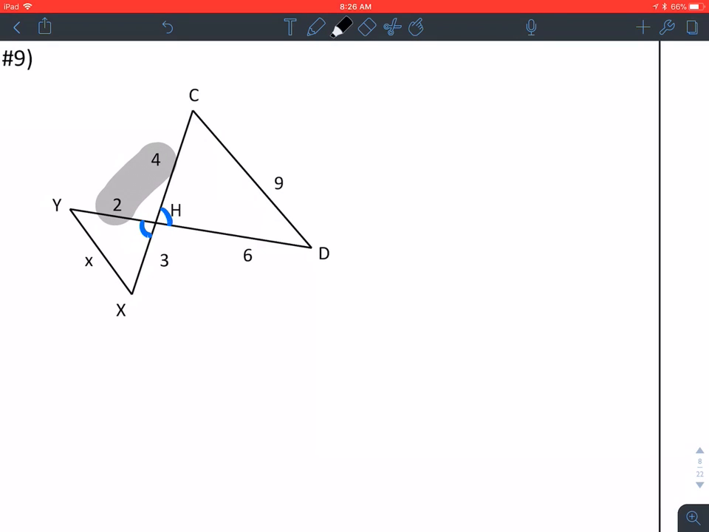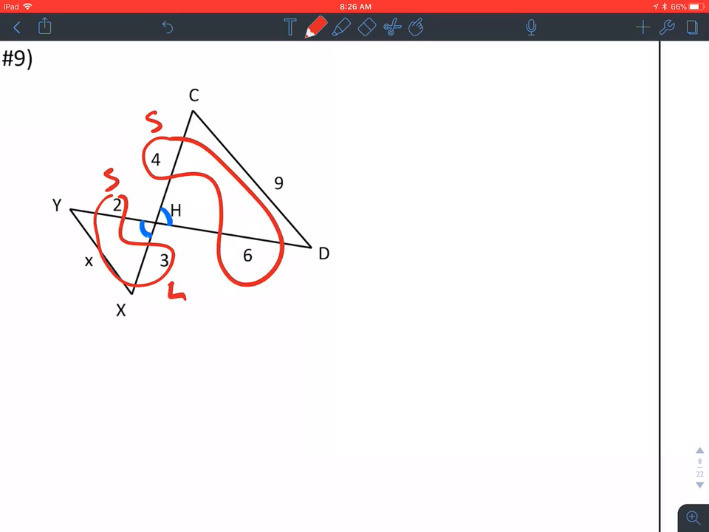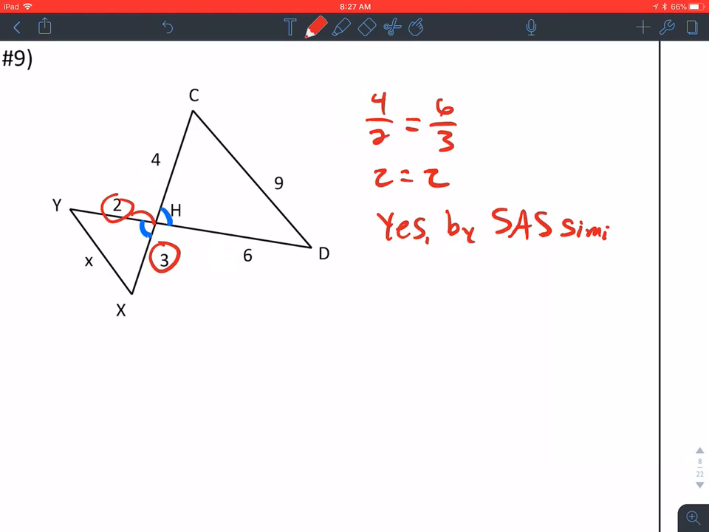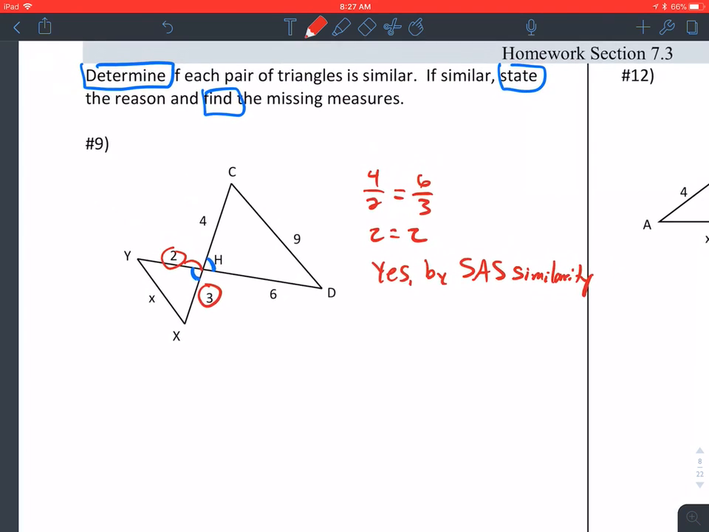So I have to compare 2 and 4 and 3 and 6. I could also compare 2 and 6 and 3 and 4, but that makes less sense. Here's why. Comparing 2 and 3, 2 is smaller, 3 is larger. Comparing 4 and 6, 4 is smaller, 6 is larger. When I compare these, I want to compare the small numbers together and the large numbers together. So is 4 over 2 the same as 6 over 3? Of course it is. Since it goes side, angle, side, I'm going to say yes, they're similar by the SAS similarity, SAS being two sides and the included angle.